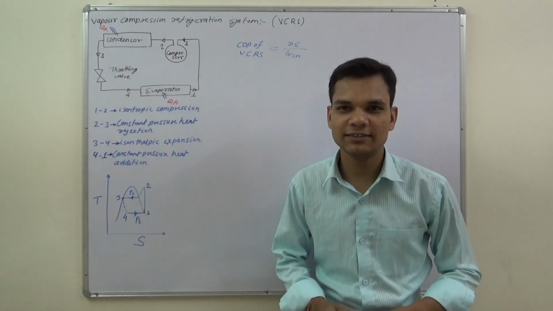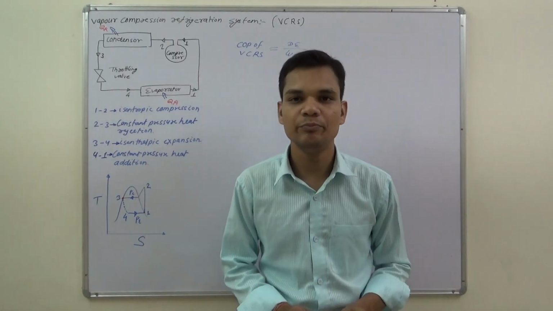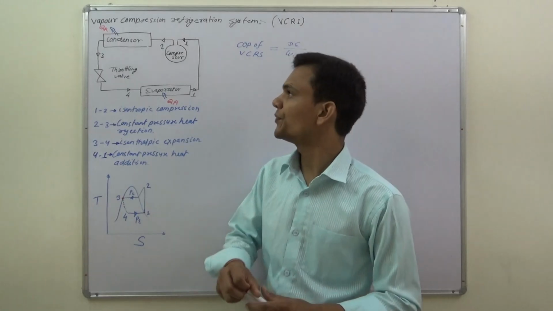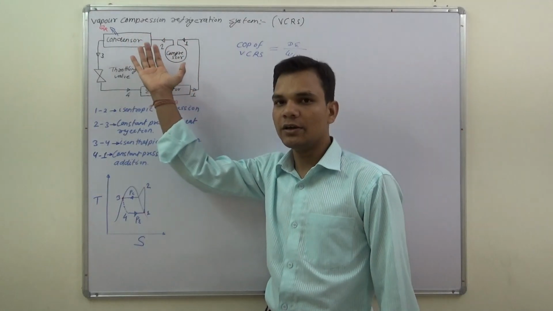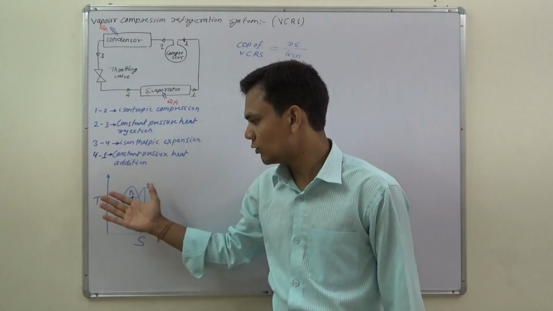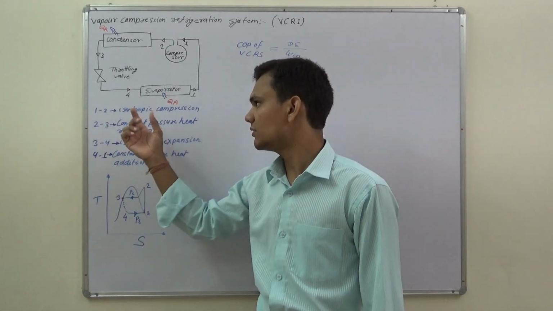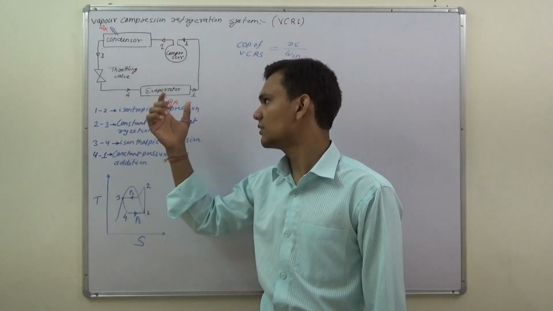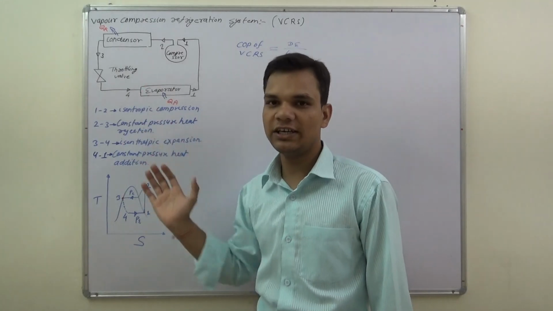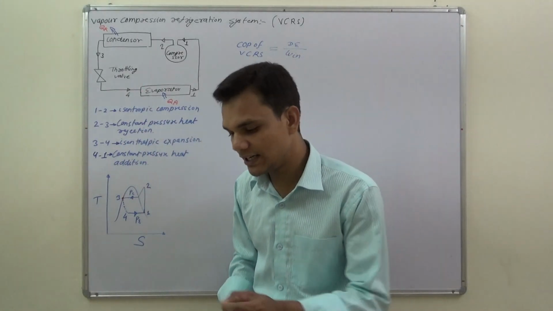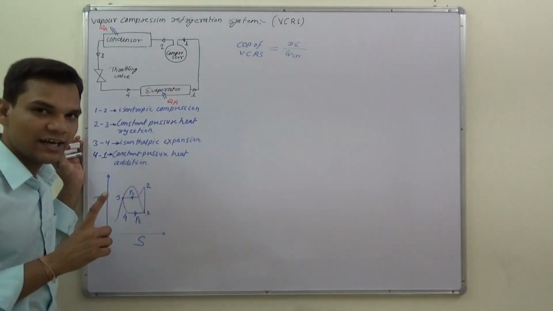Today we will discuss the vapor compression refrigeration cycle, or vapor compression refrigeration system. Here I draw various components of a VCRS and also draw the TS diagram for it. I also write which processes are executed in this cycle. So let's start our discussion related to VCRS.